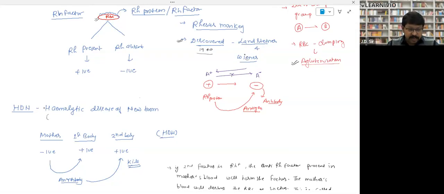And HDN is also known as erythroblastosis fetalis.